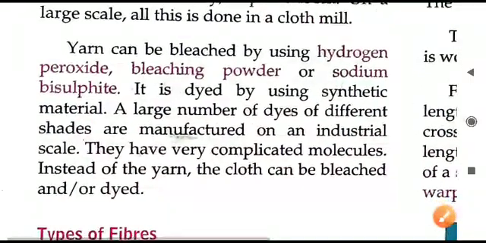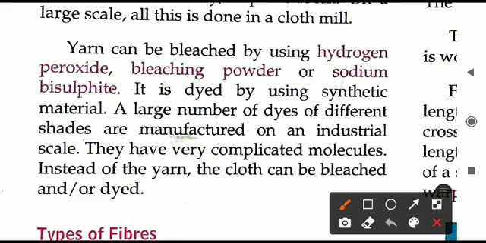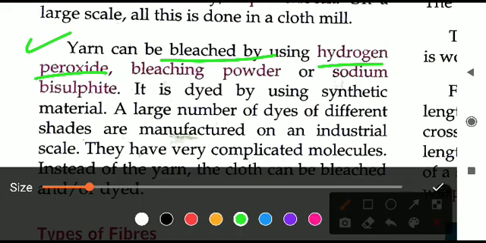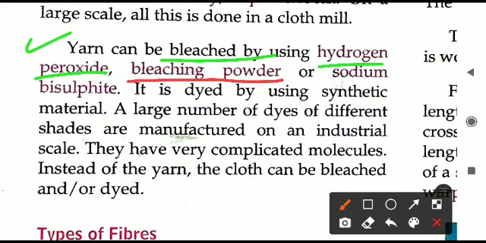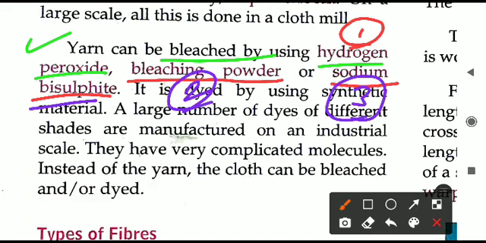So how is the bleaching done, and what chemicals are used there? The yarn can be bleached by using hydrogen peroxide. This is one chemical. Another one, bleaching powder, we can use. Also we can use sodium bisulfite. These three chemicals are there. First hydrogen peroxide, second one bleaching powder, and the third one is sodium bisulfite. So these three names you have to learn.